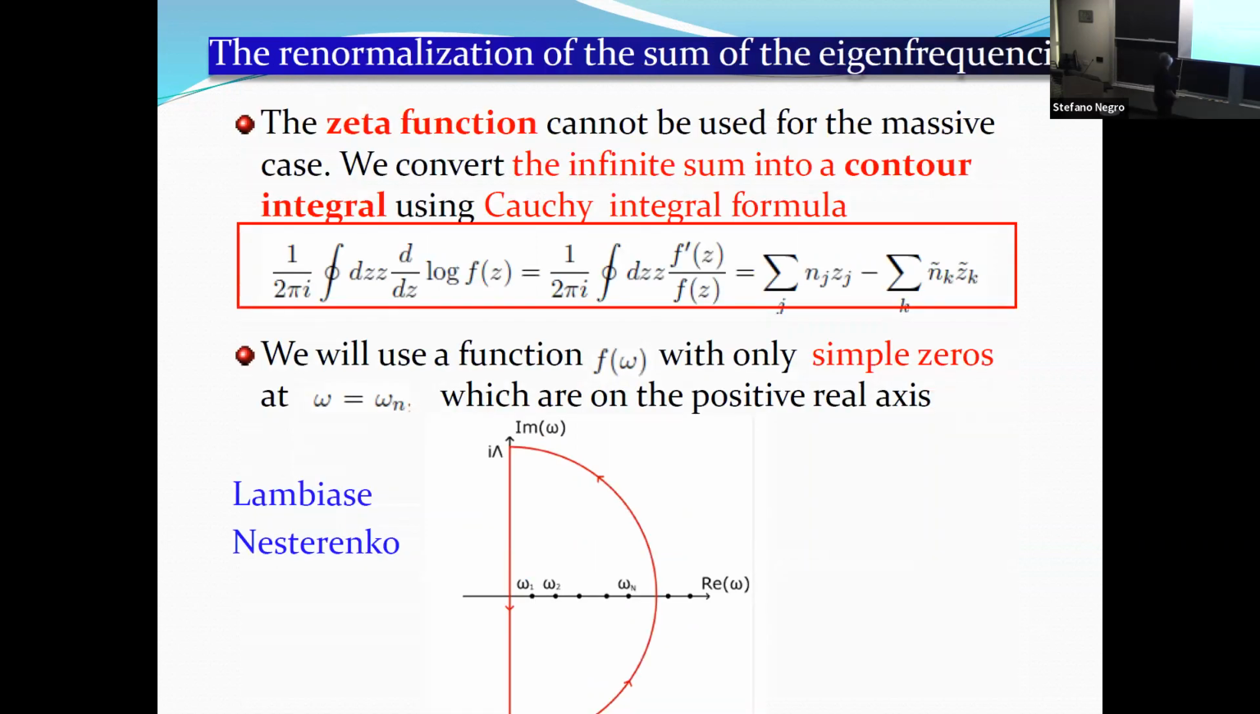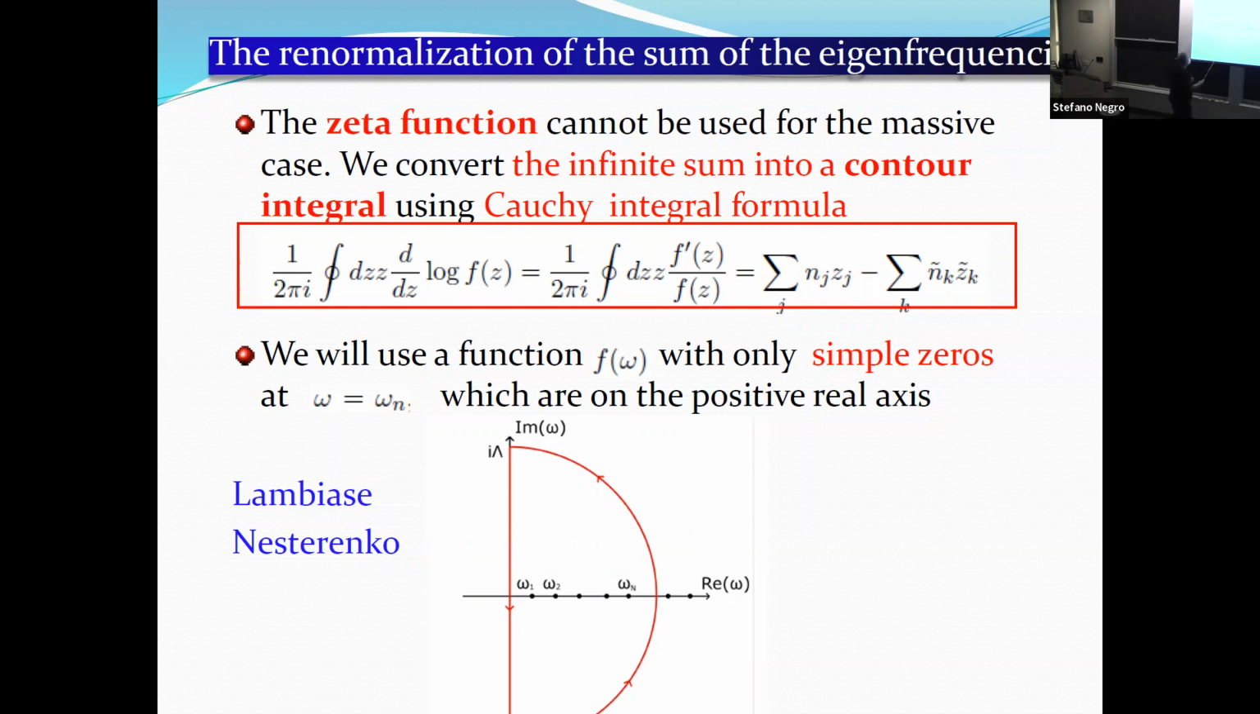Now, as I mentioned, we cannot use the zeta function. We'll get, in particular, zeta of 1. And so we needed another method. And the method that was suggested by these people the first time is to translate this sum that we want, the sum of omega n's, into a contour integral using the Cauchy integral formula. So we'll pick a function with simple zeros and no poles, and we want to perform this contour integral to get the answer for the sum.